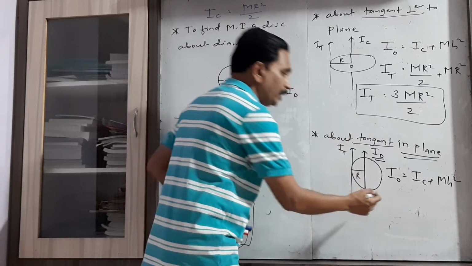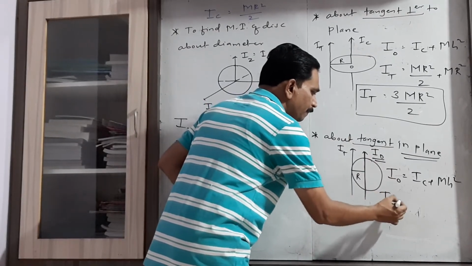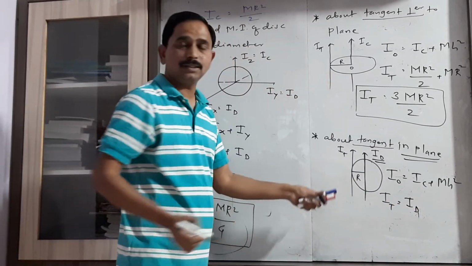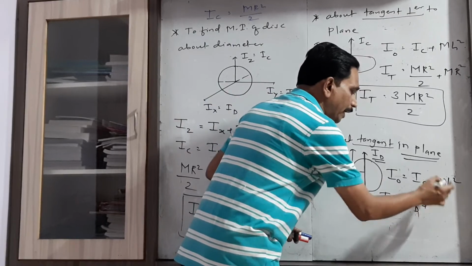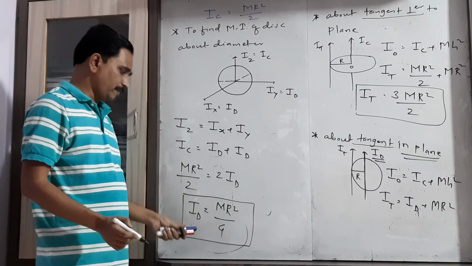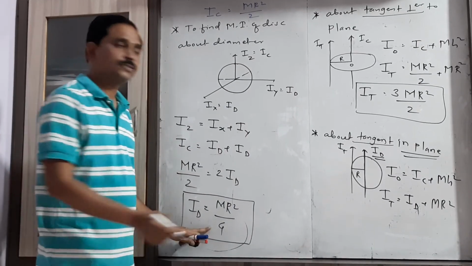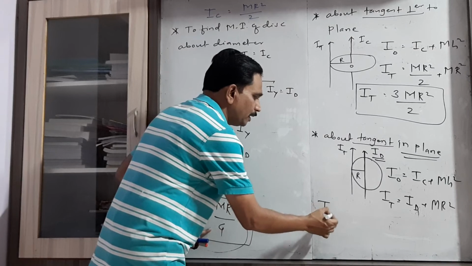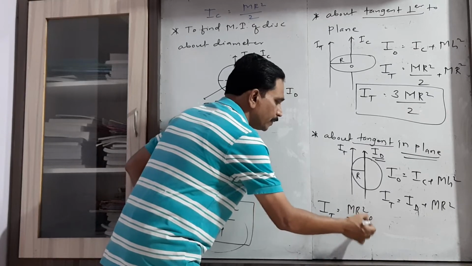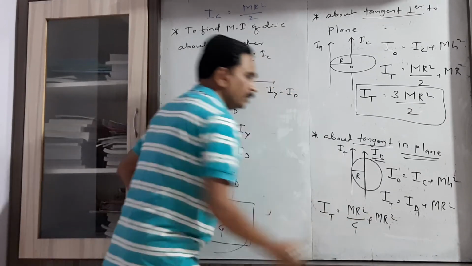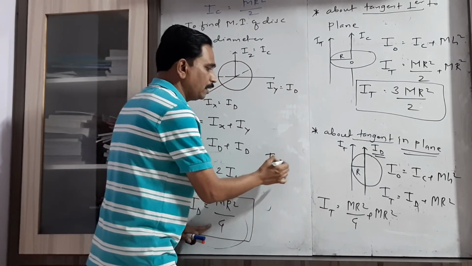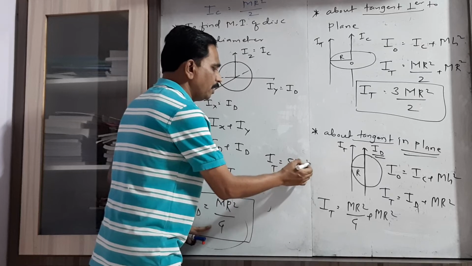Now you have to put here Io equal to It, Ic equal to Id, because this is the axis along the diameter, and h equal to again r. Now what is the value of the moment of inertia of a disk about diameter? That is mr square by 4. So I write here It equal to mr square by 4 plus mr square. Now if we simplify it, what is our final answer? That is It equal to 5 by 4 mr square.